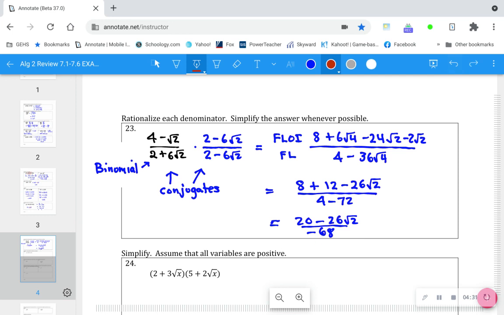But you can cancel all 3 of them, 20, 26, and 68. In this case, you can divide them all by 2. So this will become 10. That'll be a 13. And this will become negative 34. So I'm just going to clean up the answer here, and we'll be done with this problem. 10 minus 13 root 2 over negative 34. And that does it for all the way through problem 23.